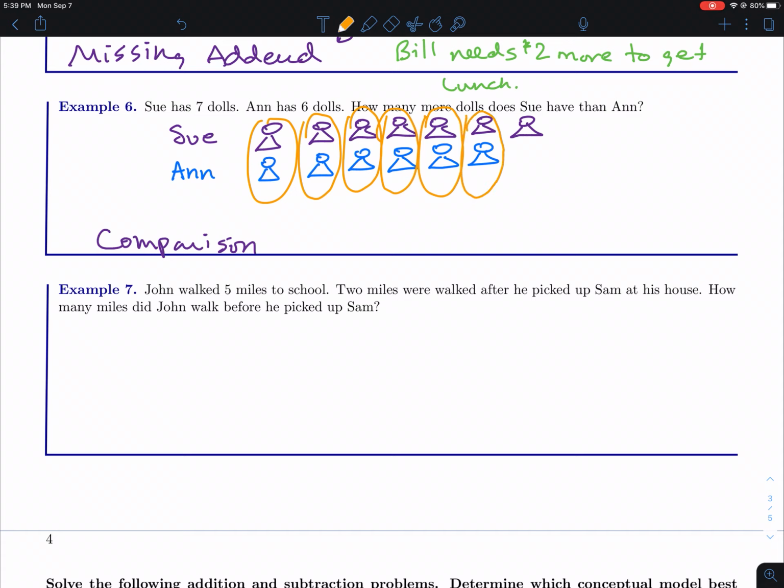So these are the ones that they have in common. But when I get down to the end, anything that's left over would be the ones that Sue has more. So in this case, it's just one. So Sue just has one more doll than Anne.